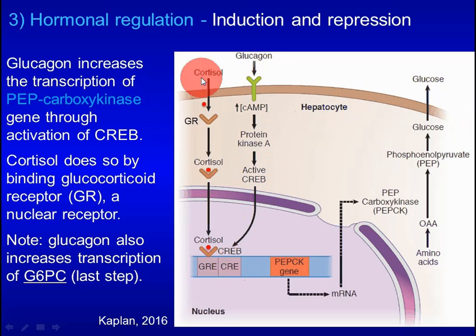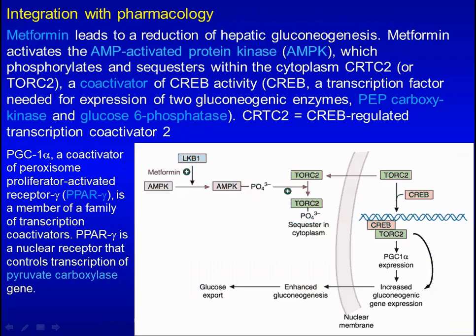Cortisol binds the receptor glucocorticoid receptor. Glucocorticoid receptor is a nuclear receptor that acts as a transcription factor. Glucagon signaling and cortisol work together to enhance transcription of both PEPCK and G6PC genes. In fact, transcription of glucogenic genes also require a co-activator, CRTC2. It stands for CREB regulated transcription coactivator 2, or TORC2, shown in this picture.